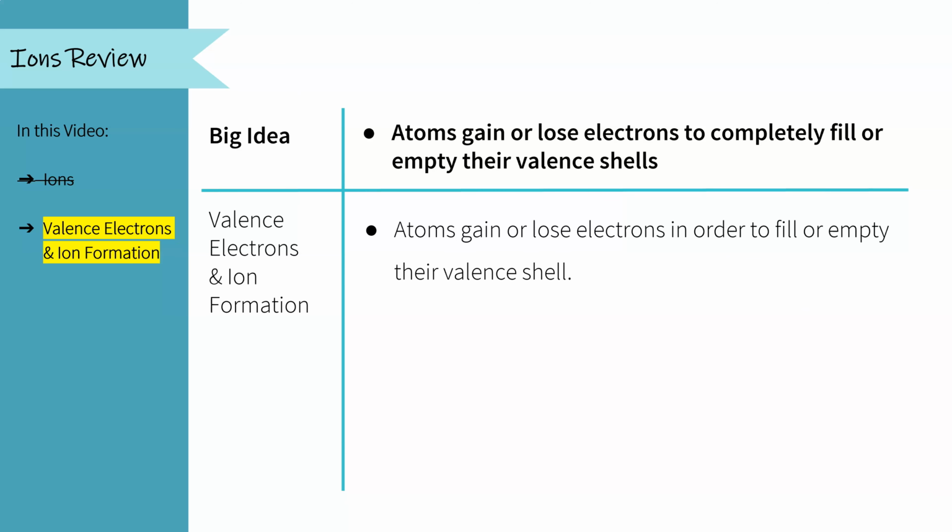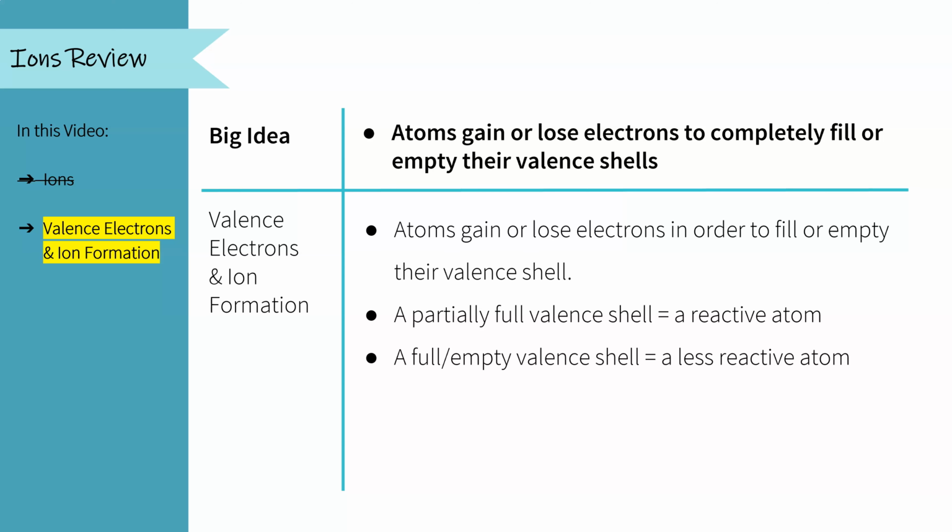So now we're here to our big idea. Atoms gain or lose electrons in order to fill or empty their valence shells. Atoms would prefer to have a full valence shell or an empty valence shell, not something in between. A partially full valence shell is a reactive atom. So those atoms are going to either find atoms to give their electrons to, or they're going to find atoms to steal electrons from, and they'll react with those atoms by giving or taking electrons so that they are no longer reactive. They have a full or an empty valence shell and they are no longer reactive.